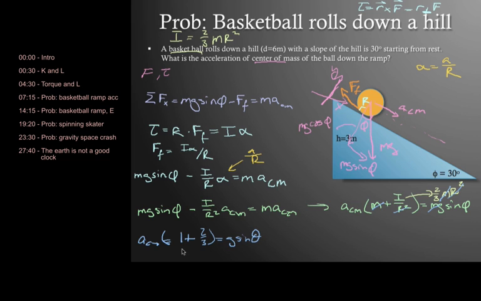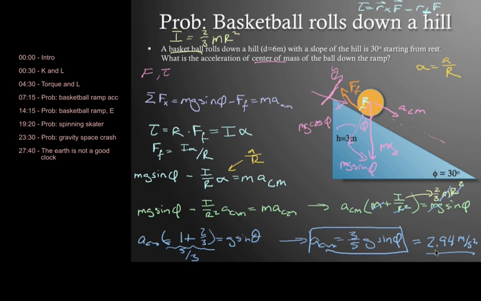So 1 plus 2/3, this is 3/3 plus 2/3, that's 5/3, right? And now I want to solve for a center of mass, so I need to multiply by 3/5. So this is equal to 3/5 g sine phi. In this case, I can plug this in, and I'm going to find that this is equal to 2.94 meters per second squared.